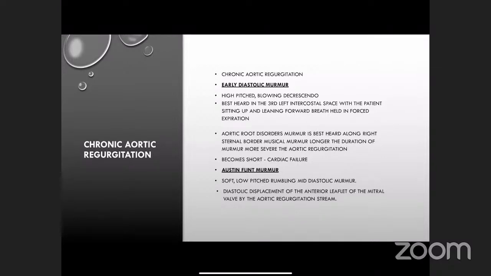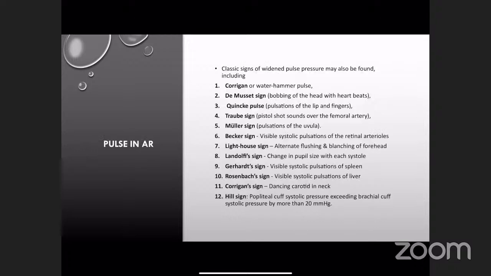Musical murmurs. The duration of the murmur is longer the more severe the aortic regurgitation becomes, and becomes short if there is cardiac failure. Austin Flint murmur is a soft, low-pitched, rumbling mid-diastolic murmur.